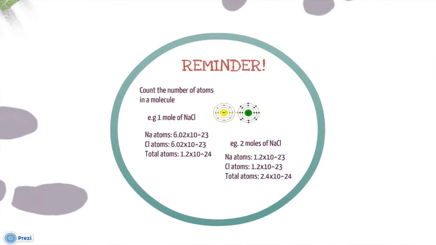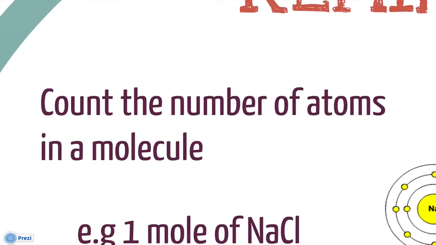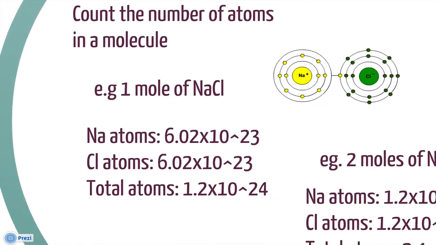Another thing you have to keep in mind is counting the number of atoms in molecules. So when you have a mole of sodium chloride, you have 6.02 times 10 to the power of 23 sodium atoms and also 6.02 times 10 to the power of 23 chlorine atoms. But you would have a total of 1.2 times 10 to the power of 24 atoms.